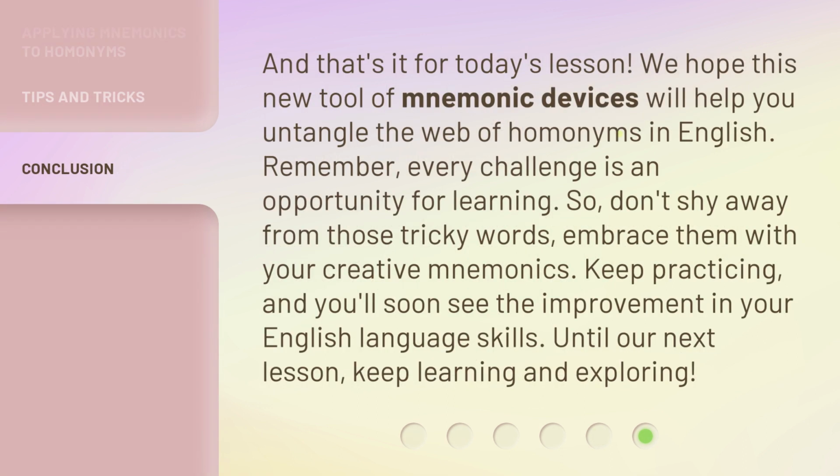And that's it for today's lesson. We hope this new tool of mnemonic devices will help you untangle the web of homonyms in English. Remember, every challenge is an opportunity for learning. So, don't shy away from those tricky words, embrace them with your creative mnemonics. Keep practicing, and you'll soon see the improvement in your English language skills. Until our next lesson, keep learning and exploring.